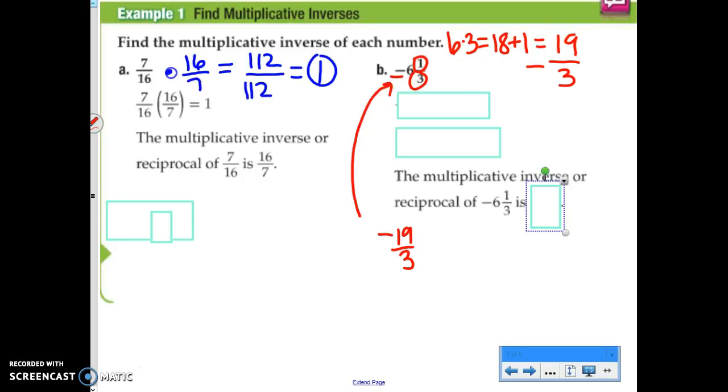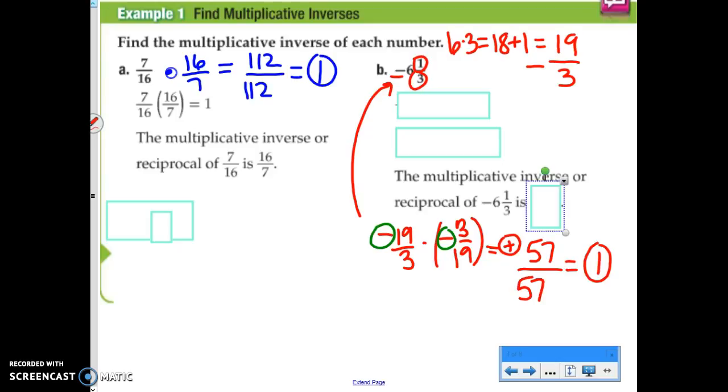So how am I going to find the multiplicative inverse of that? Well, I multiply by negative 3/19, and those should come out to equal a positive 1. Now, because we have a negative and a negative that are being multiplied together, we know that those create a positive. So I'm good there. And I know that 19 times 3 gives us 57, and 3 times 19 gives us 57. And 57 over 57 is 1.